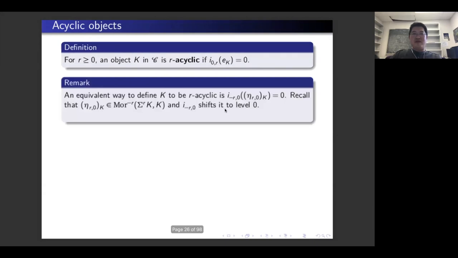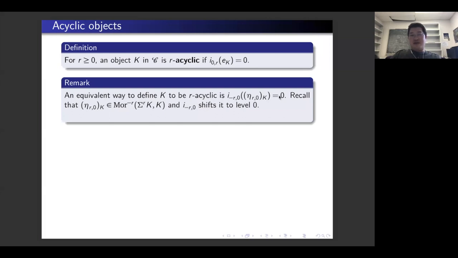There's an equivalent definition of R-acyclic in the following way. Remember this morphism comes from the shift functor, the shift functor value at K. So this is basically a morphism from sigma^R K to K, at level minus R. And minus R is below zero, so I can push this to level zero. And I can also require this to be equal to zero. This is another equivalent way to define an object being R-acyclic.